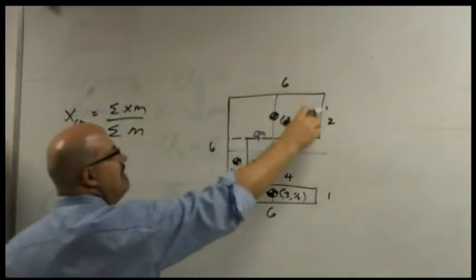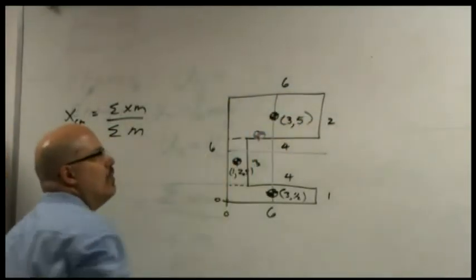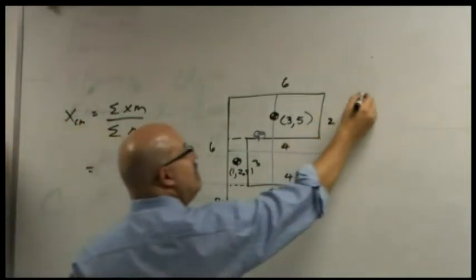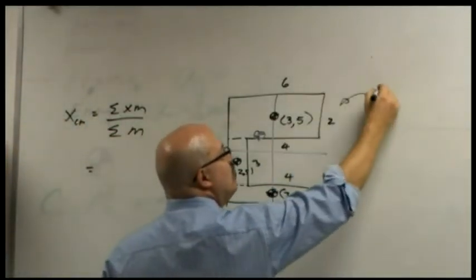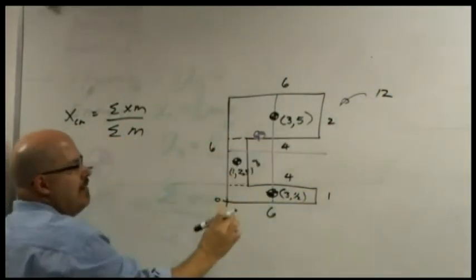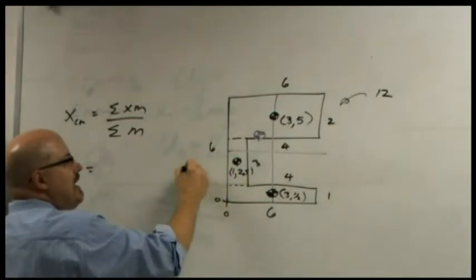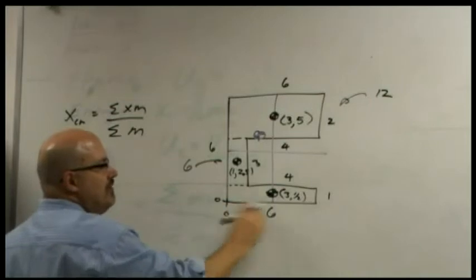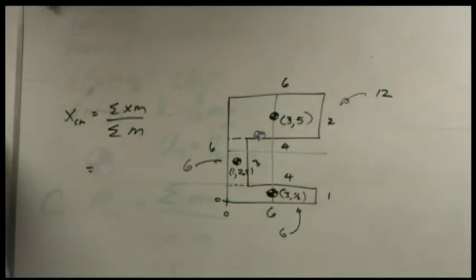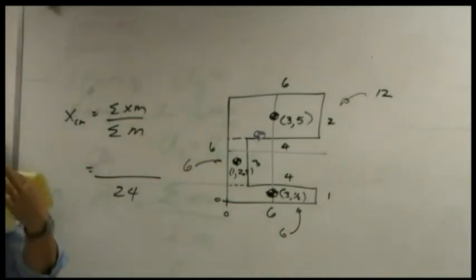Okay, what's the mass of this thing? That's a good question. If it's a uniform density, you can make up a mass based on its area. So the mass of this one is going to be proportional to 6 times 2, or 12. The mass of this one is proportional to 3 times 2, which is 6. The mass of this one is 6 times 1, or 6. So my total mass is going to be 24, 24 of these little pieces.